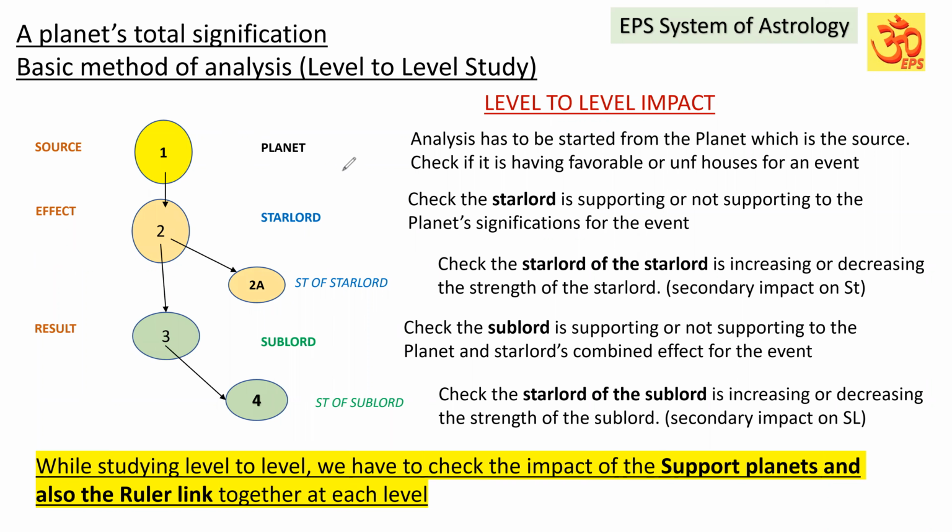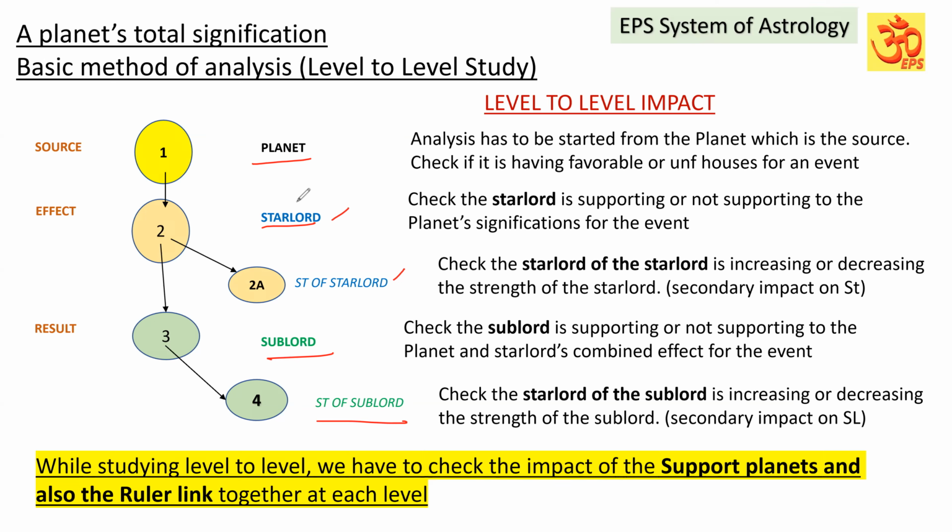Planet. We know that a planet will have rulers. The planet is in the star of a planet. That star lord is in the star of another planet. That is called the star lord of the star lord. And the planet is in the sublord of another planet. That is called the sublord. And that sublord is in the star of another planet. That is called the star lord of the sublord.